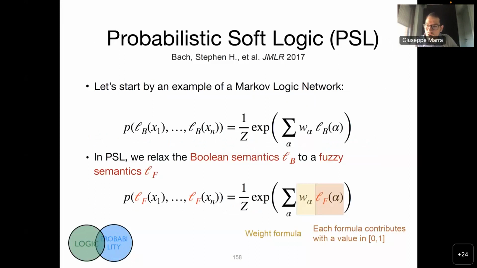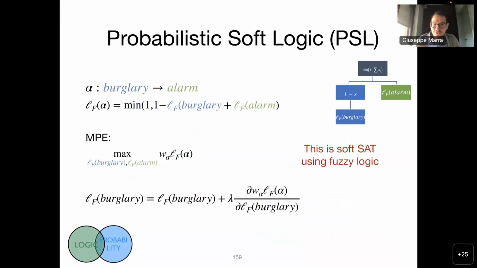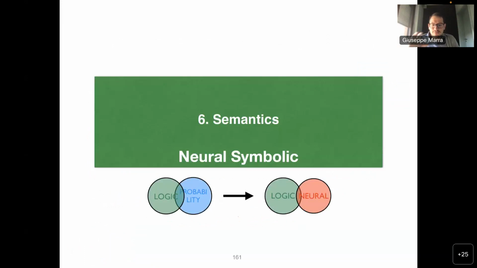And why is this useful? Because what you are doing here is that you are losing the Boolean semantics. Well, the reason is that the MPE problem that I was telling you before, which is a maximization problem, can be solved very efficiently using fuzzy logic, because fuzzy logic is differentiable. So even though you lose a lot of semantics, you gain in computational cost. So it's much more efficient. And you see that this MPE could be used as a building block for weighted model counting. So you can do a lot of probabilistic inference very efficiently in probabilistic soft logic, which is not true for Markov logic.